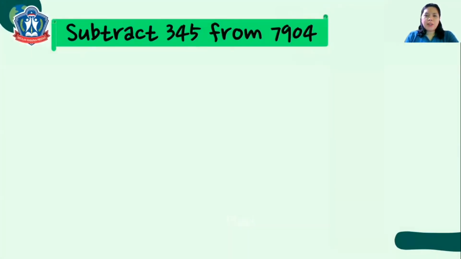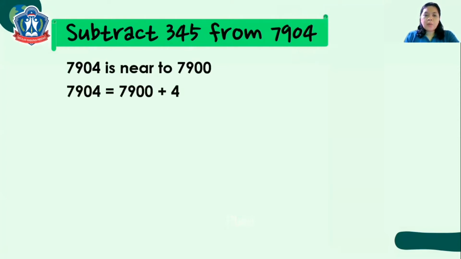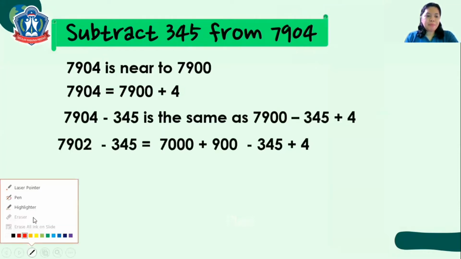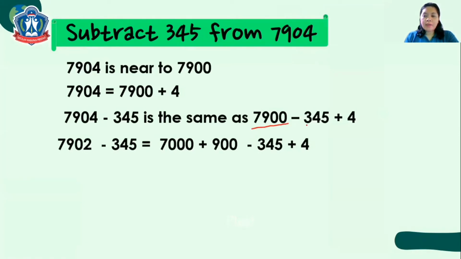Let's go to subtraction. Let's subtract 345 from 7,904. 7,904 is near to 7,900. So we can use 7,900 because 7,904 is equal to 7,900 plus 4. So this problem will be the same as 7,900 minus 345 plus 4. So we will add 4.